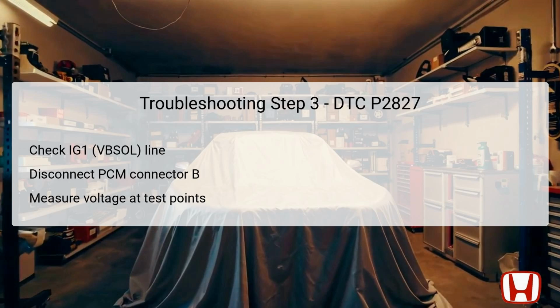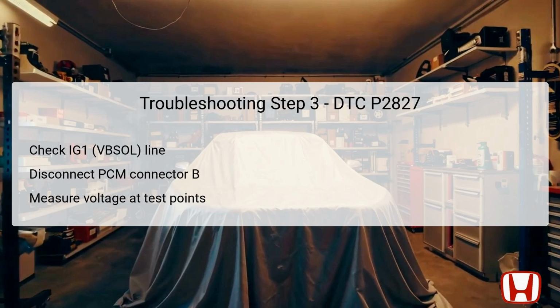Turn the vehicle back to the on mode while the PCM connector is still disconnected. Next, measure the voltage between the designated test points. Test point 1, located at PCM connector B, number 1, and body ground as test point 2.